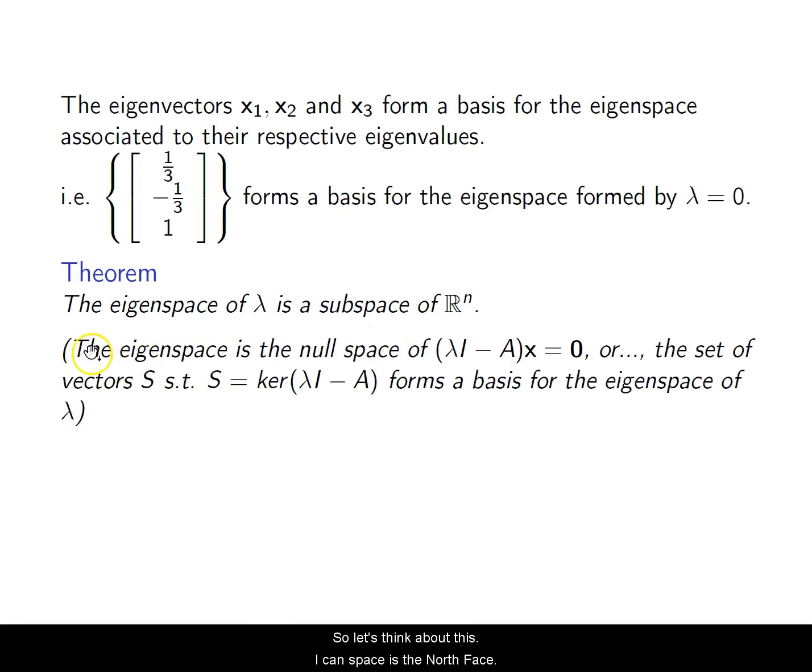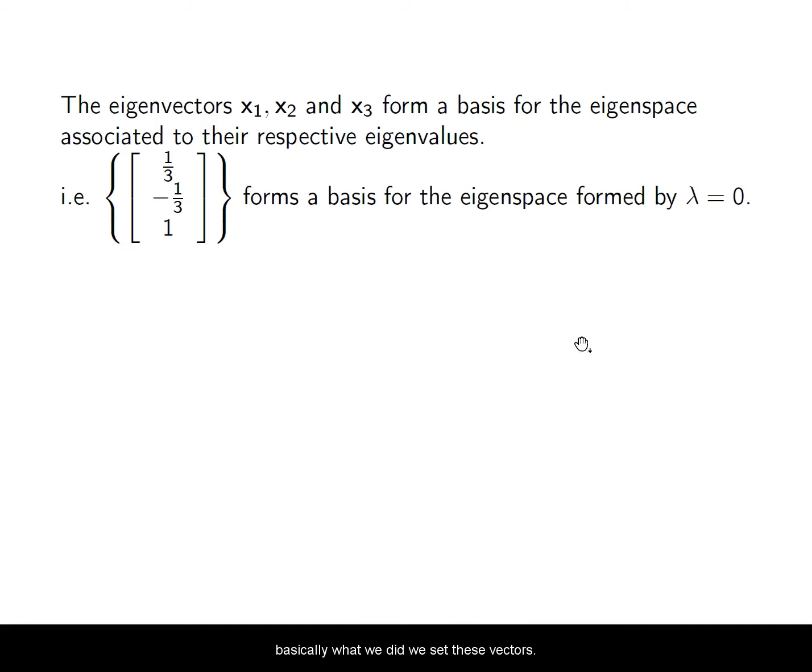So let's think about this. The eigenspace is the null space of lambda I minus A. So remember, each lambda gives you a different matrix value, a different one of these matrices. So that's three different null spaces. Remember what a null space is? A null space is any combination of vectors that will just send you to the 0 vector, right? And that's basically what we did.